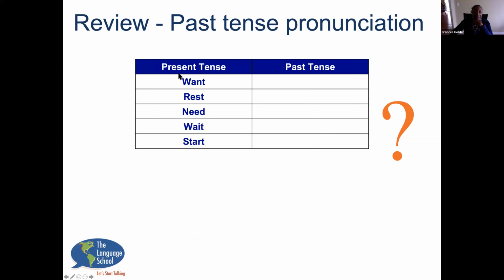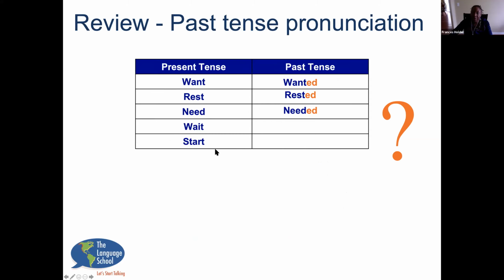So let's look at the past tense of these verbs. What is the past tense of want? Wanted. Excellent. Well done. Rest? Rested. Excellent. Need? Needed. Wait.